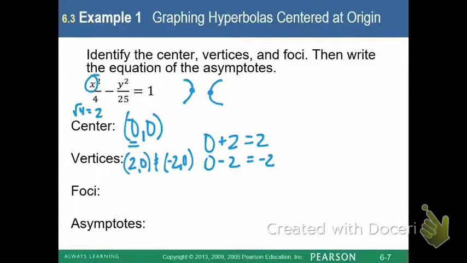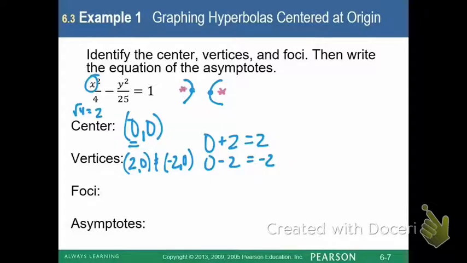Okay. They don't leave a spot for the co-vertices on these because the co-vertices aren't even on the graph, and so we really don't care about them as much. So they're really only going to be asking you for the vertices and the foci here. The foci are always going to be found on the same axis or the same line as your vertices. They're always going to be inside of the hyperbola.